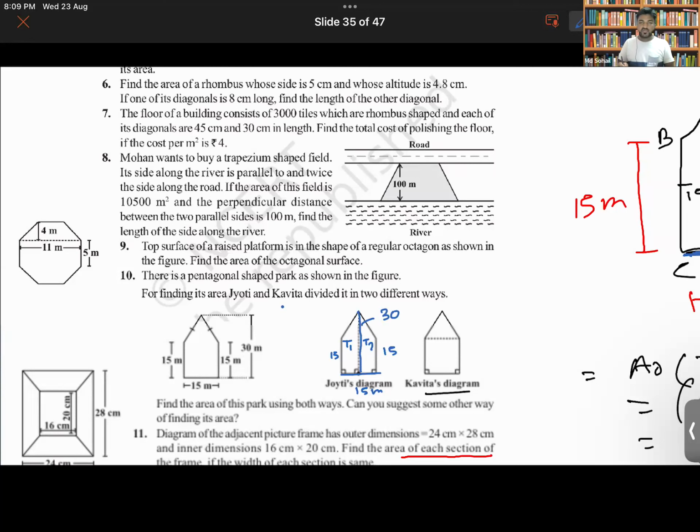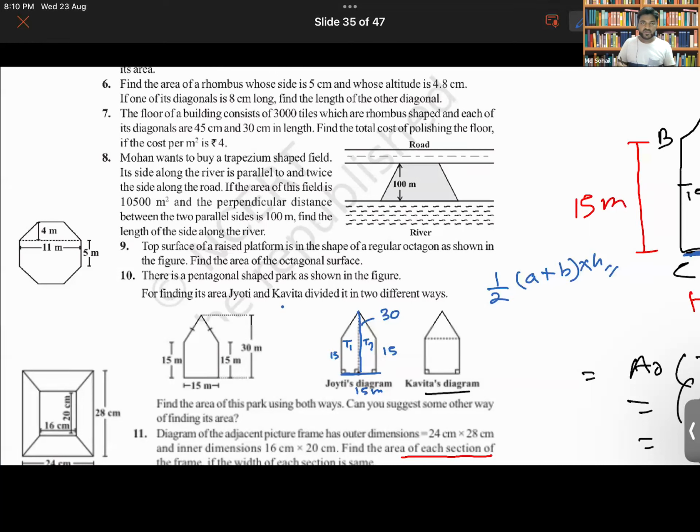You already know the formula to find the area of a trapezium: half multiplied by the sum of the parallel sides multiplied by the height. Now the question was, what would be the height here? The area of a trapezium is half into a plus b into height.